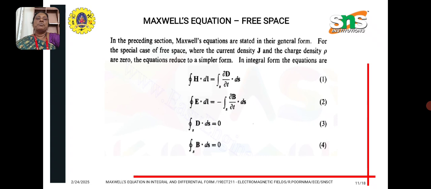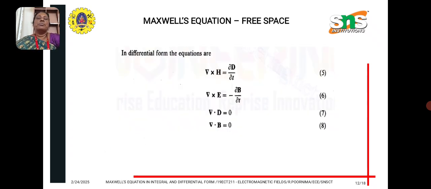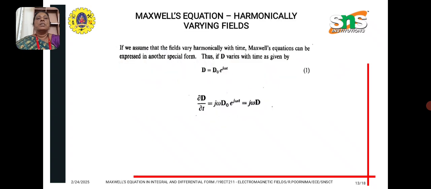Now Maxwell's equations in free space. It is a dielectric, so there is no conductivity term, so the conduction current density is 0. In the first equation, the integral of H dot dl equals dou D by dou t, as the conduction current density is put to 0. In the second equation, E dot dl equals minus dou B by dou t dot ds, there is no change. In the third equation, D dot ds equals rho v, which is 0 here, so D dot ds equals 0, and B dot ds is also 0. So the free space differential form: del cross H is dou D by dou t, del cross E is minus dou B by dou t, del dot D is 0, and del dot B is also 0.